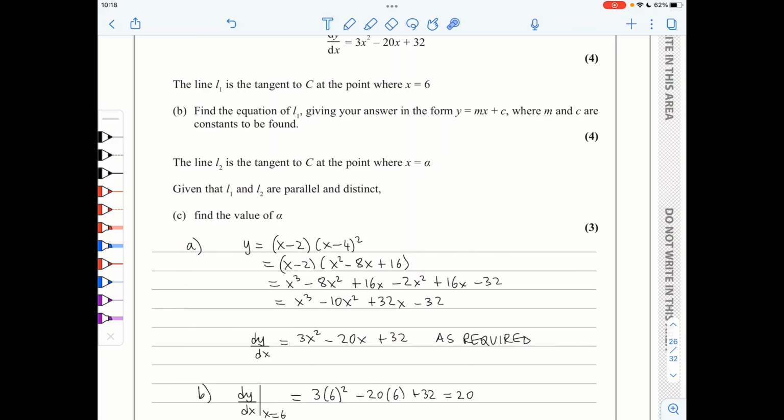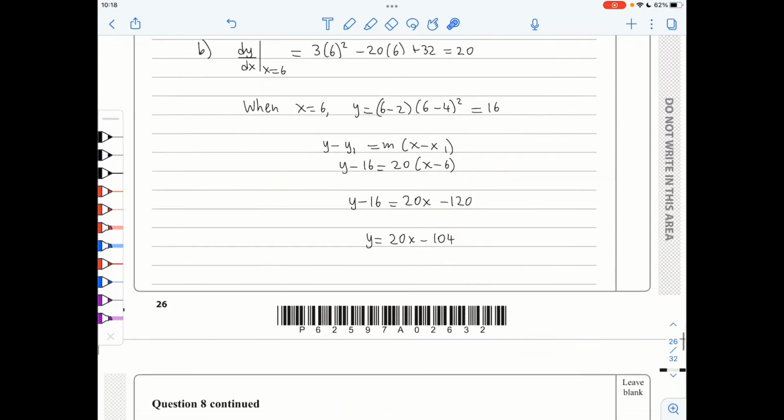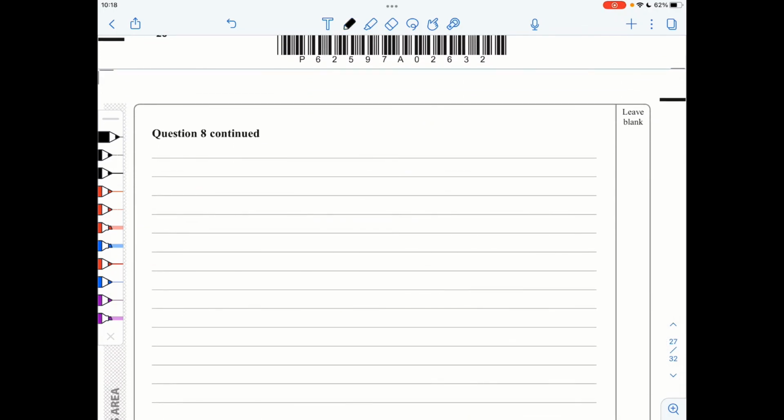And then part C, we've got the second line L2, which is also a tangent to C at the point where x is alpha. Given that the two lines are parallel and distinct, find the value of alpha. Now, the fact that the two lines are parallel means that they have the same gradient. So if I go back to the expression for dy/dx and I substitute x with alpha, I'm expecting to get the same answer of 20, the same gradient.